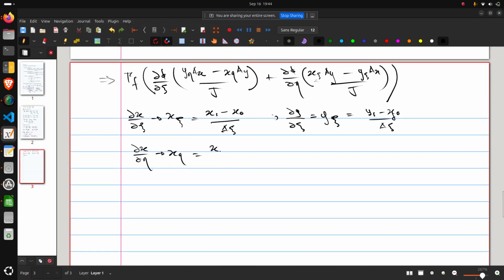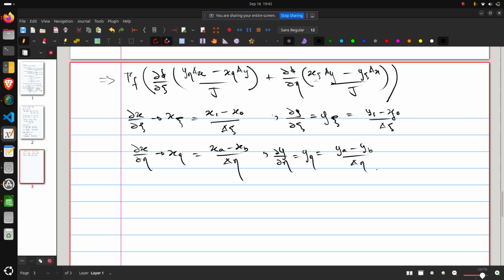So we'll have x a minus. Similarly, we have y a minus y b. Okay. So we have all these terms.